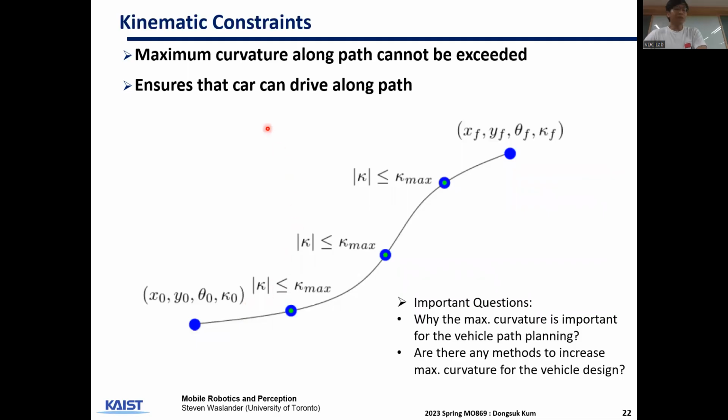Some kinematic constraints include the maximum curvature, which should not be exceeded. This will ensure that the car can drive along the path normally. One thing to consider is why max curvature is an important constraint for vehicle path planning. And in terms of vehicle design, what kind of methods can you use to increase the max curvature?